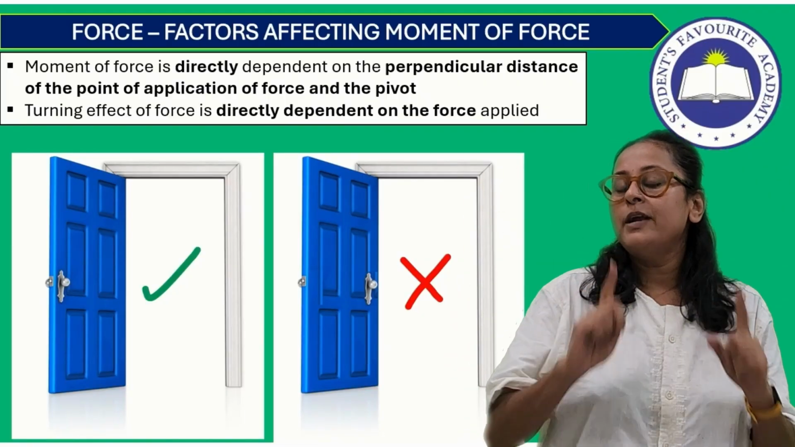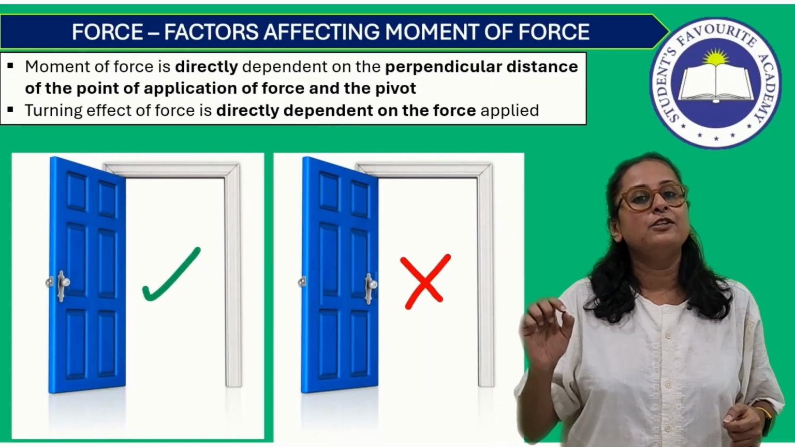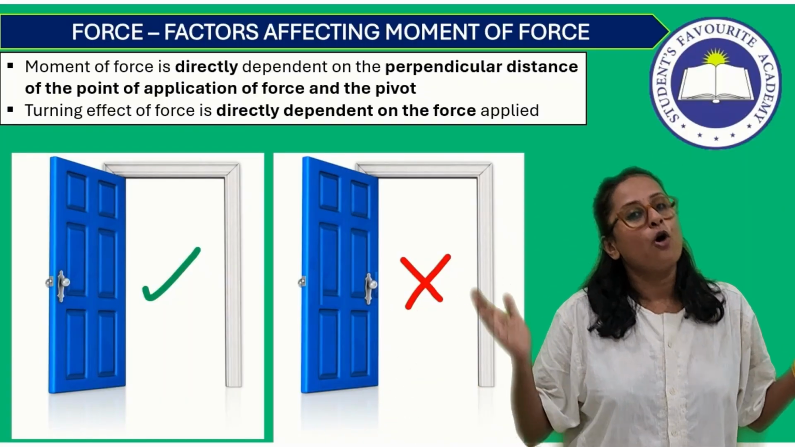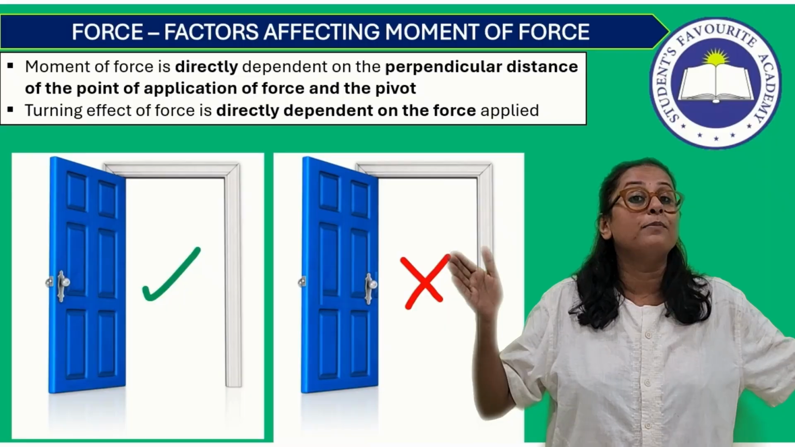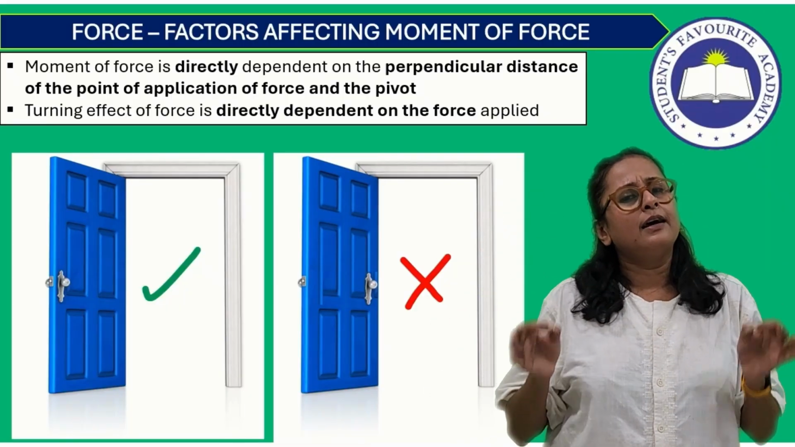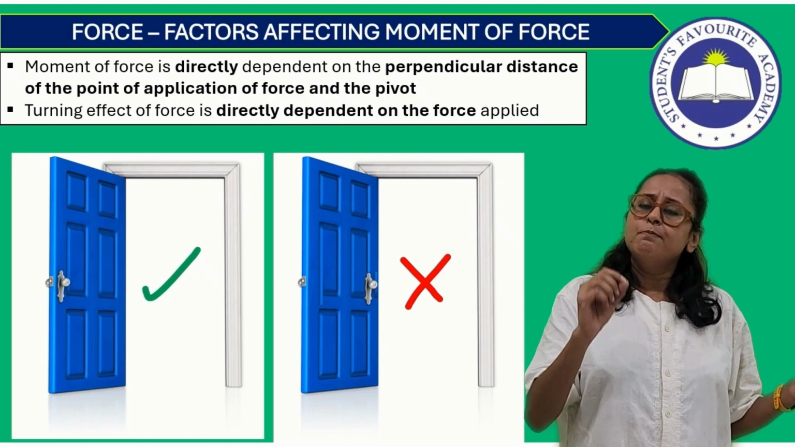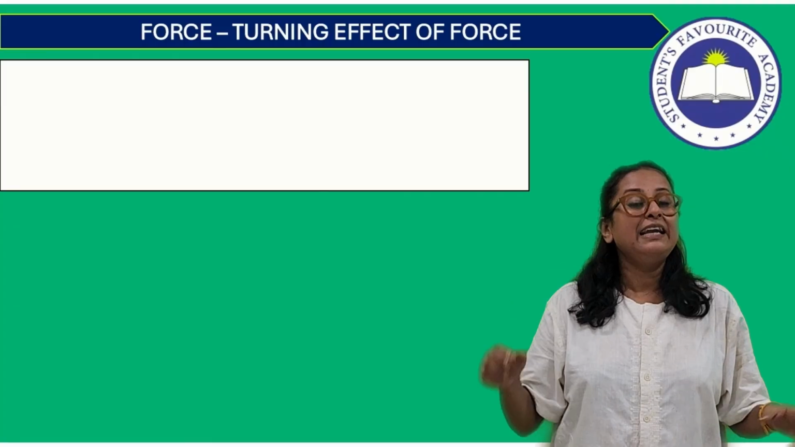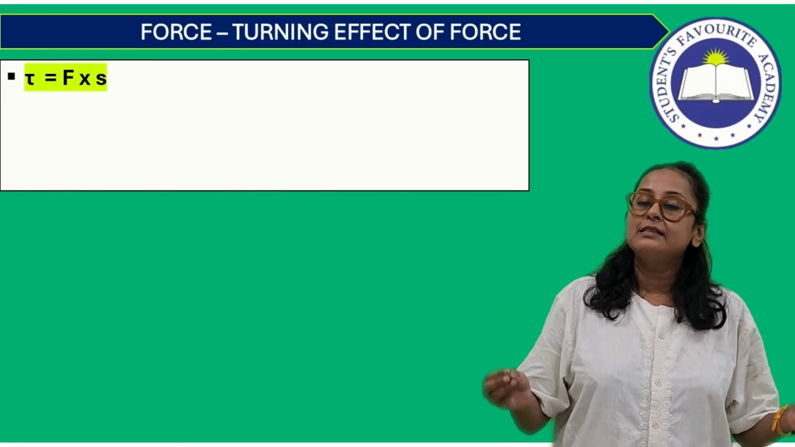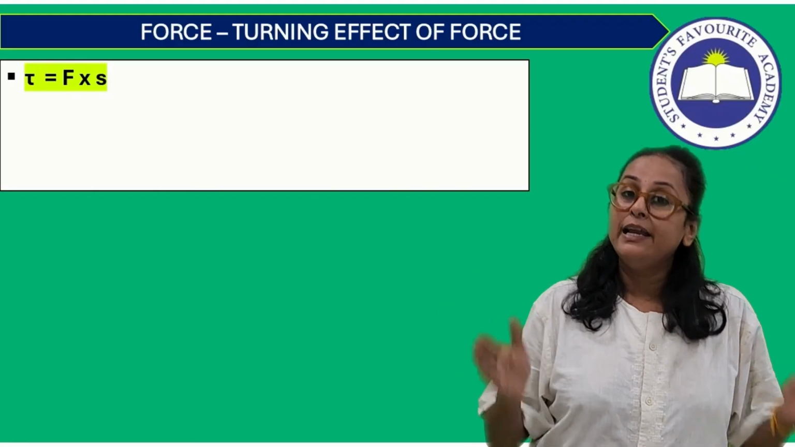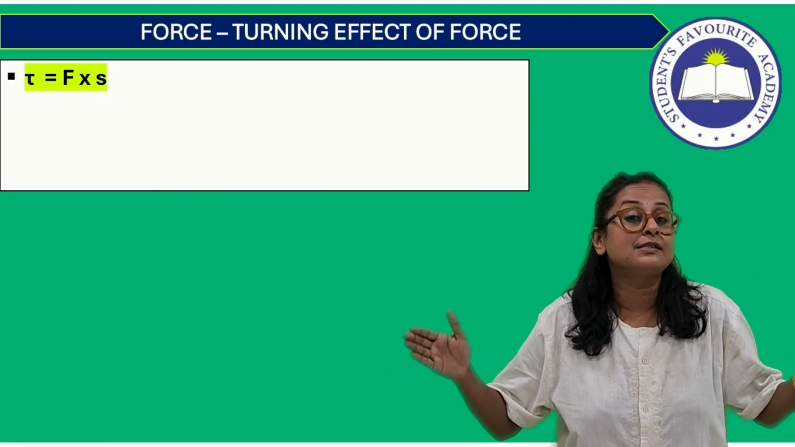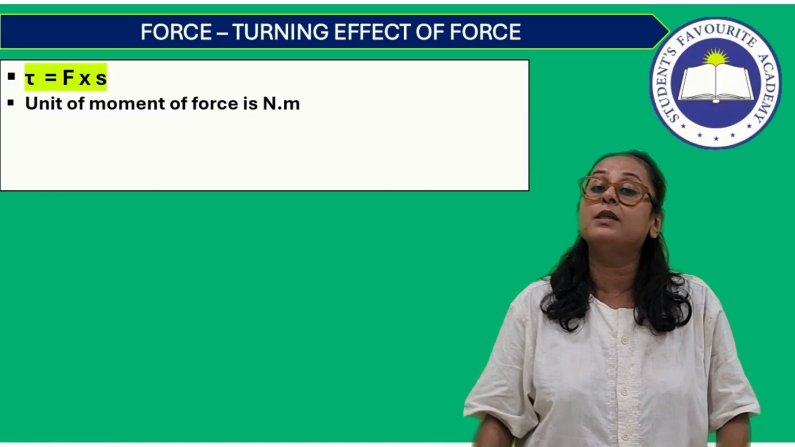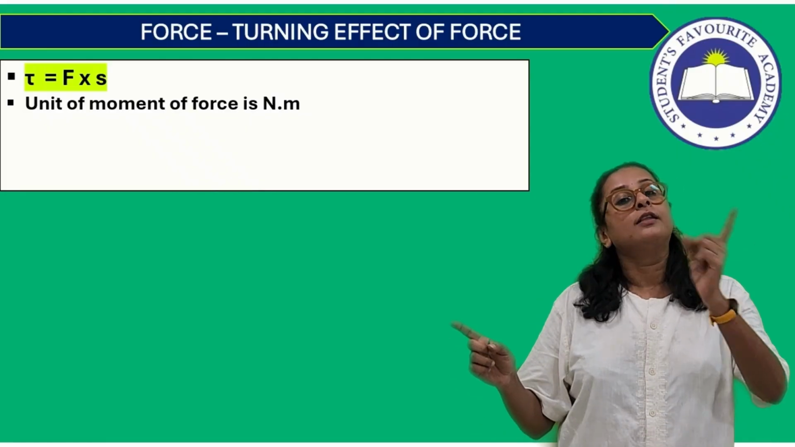So what are the two things that moment of force or torque depend on? It depends on, obviously, the amount of force that you apply on the body, isn't it? And it will also depend on the distance from the fixed point. Moment of force or torque is symbolically represented by the letter tau. It's not exactly T, it's a Greek alphabet, tau. And this is equal to the force into the perpendicular distance from the fixed point. Remember, the perpendicular distance is always from the pivot or the fulcrum or the fixed point.